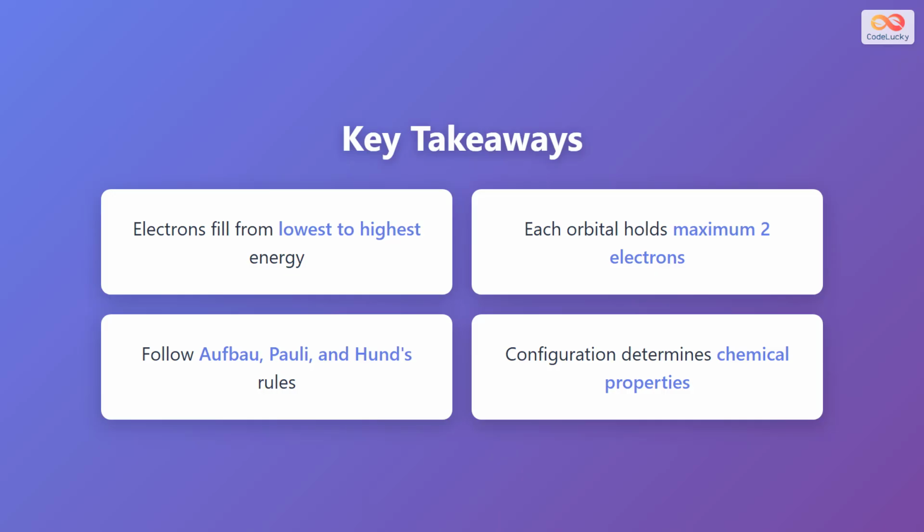Let's review the main concepts. First, electrons fill orbitals from lowest to highest energy following a specific order. Second, each orbital can hold a maximum of 2 electrons with opposite spins. Third, we must follow 3 important rules when filling orbitals: the Aufbau Principle, the Pauli Exclusion Principle, and Hund's rule. Finally, the electron configuration of an atom determines its chemical properties and how it will interact with other elements. Understanding electron configuration is essential for predicting chemical behavior and bonding patterns.